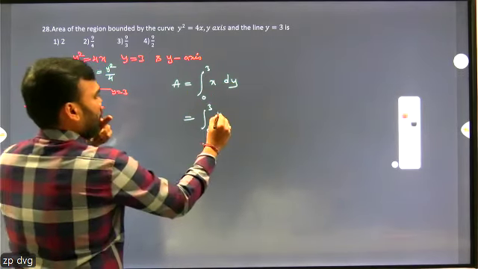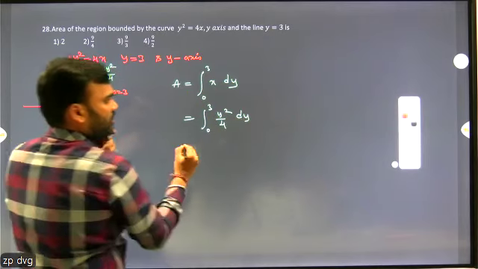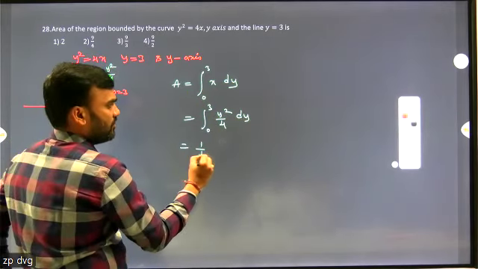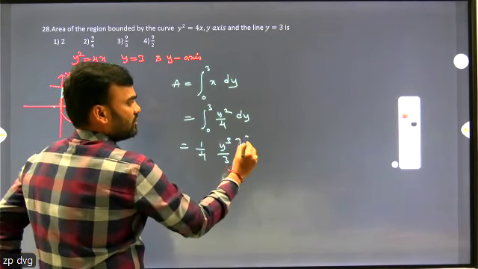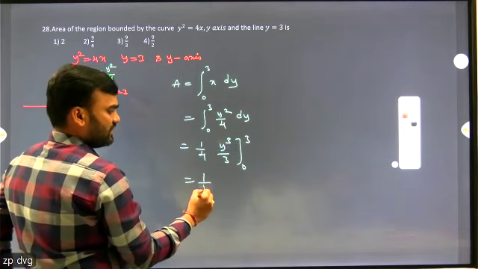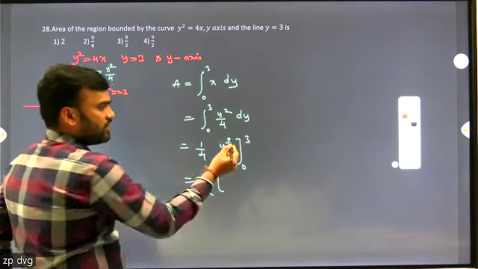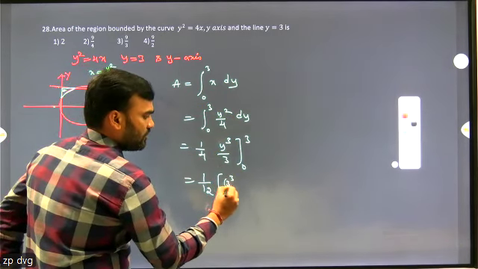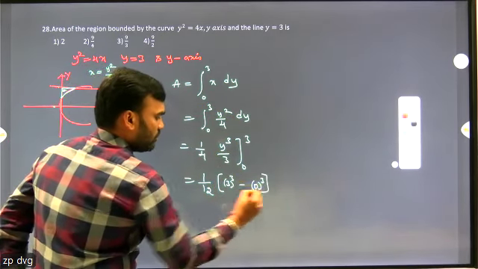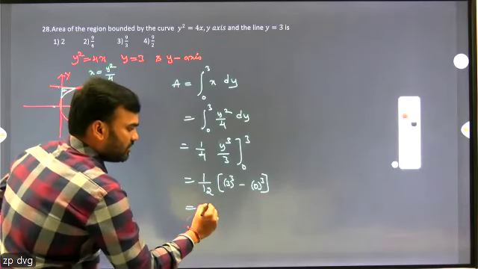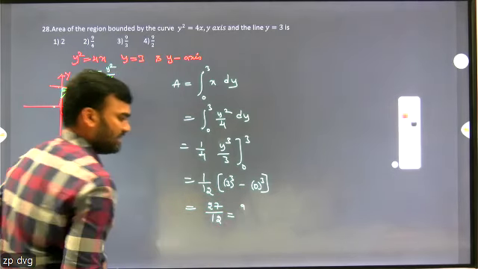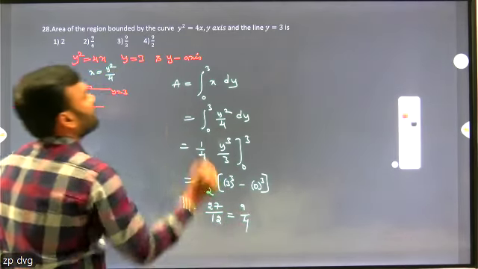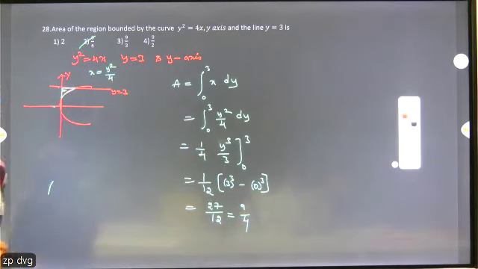x means what? y square by 4 dy. Okay? y square by 4, divided by 1 by 4, sir. Constant. y square means what? y cube by 3, 0 to 3. Okay, now 1 by 4 into 3 is 12, outside. Next, y cube means 3 cube minus 0 power cube. What will we get? 3 cube is 27, by 12. 27 by 12 means what? 9 by 4, since 3 nines are 27 and 3 fours are 12. 9 by 4 square units.